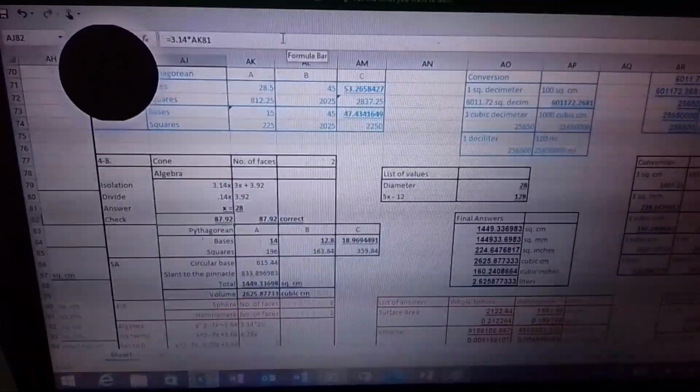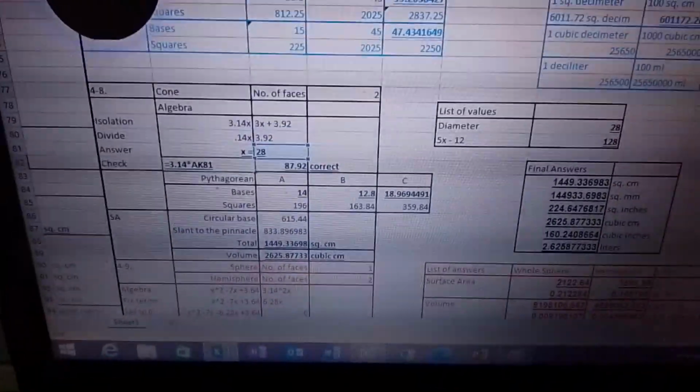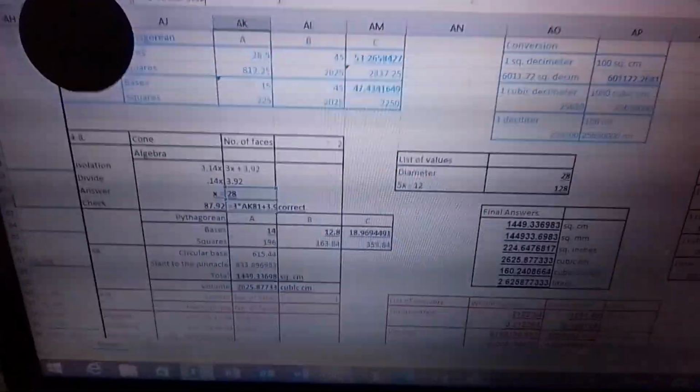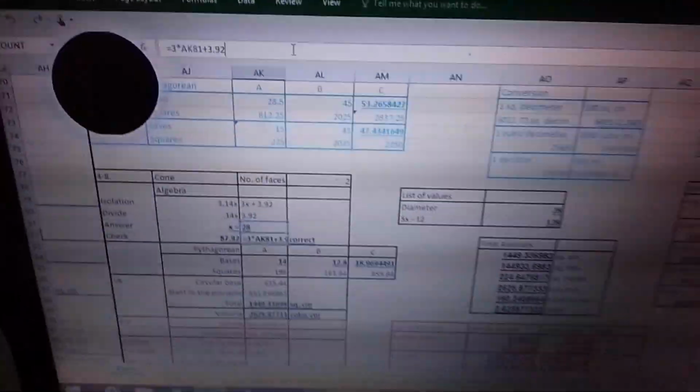Alright? 28. And then, we test it out to see if it makes sense. We should get 3.14 times 28 is equivalent to 87.92. And then this one, 3 times, remember, thrice the measure of the diameter, 28 times plus 3.92, we should get this answer. Then, I use the if formula to ensure that it is correct, and that is correct.